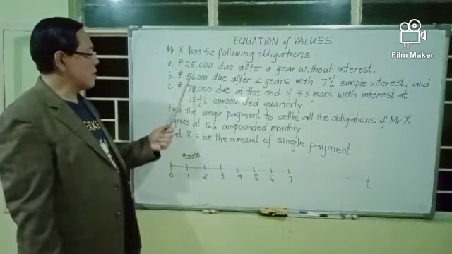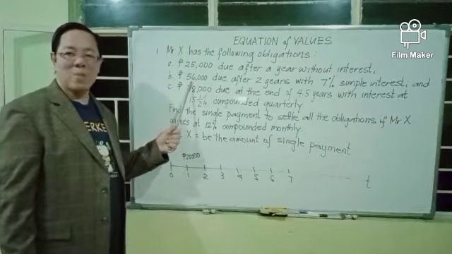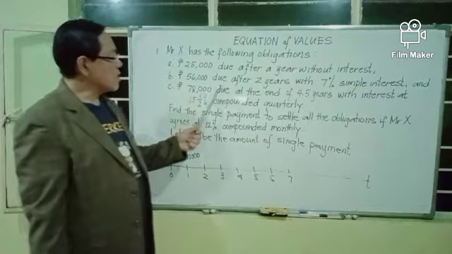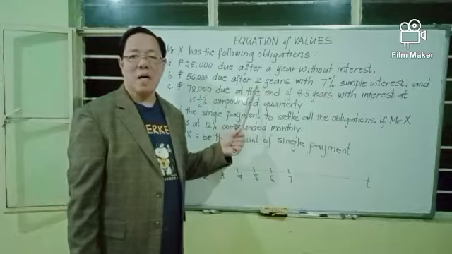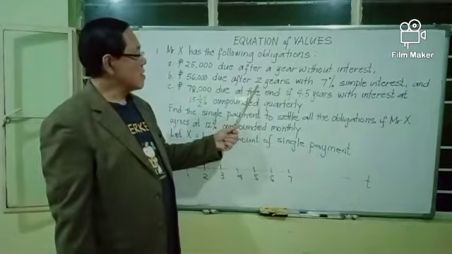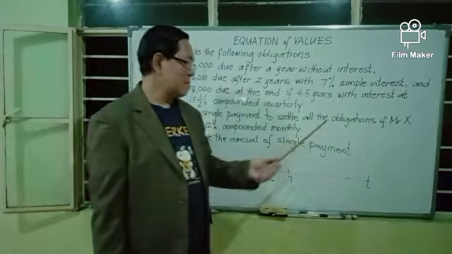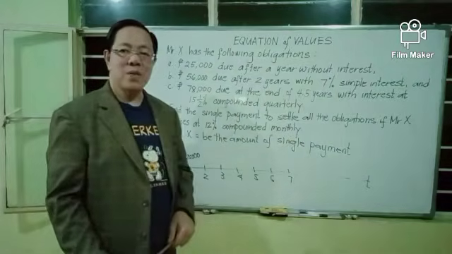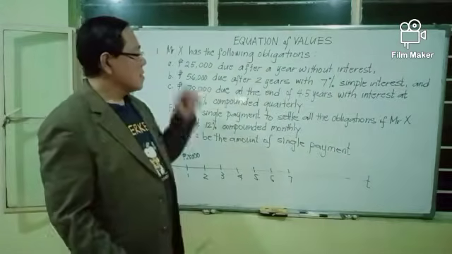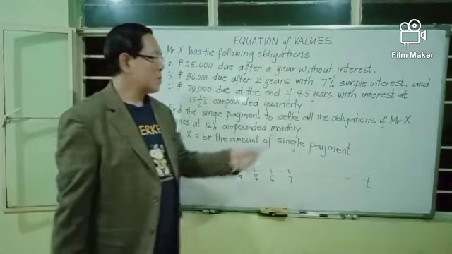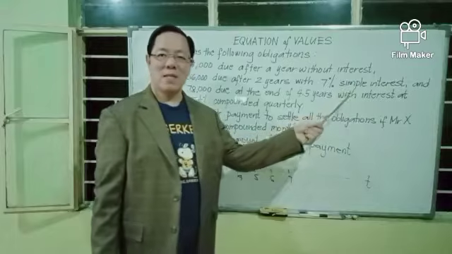Next, we compute the maturity value of the second obligation or second loan of 56,000 pesos, which is due after 2 years, but this time there is an interest of 7% simple interest. And we compute the accumulated value of 56,000 pesos using the formula for simple interest rate.